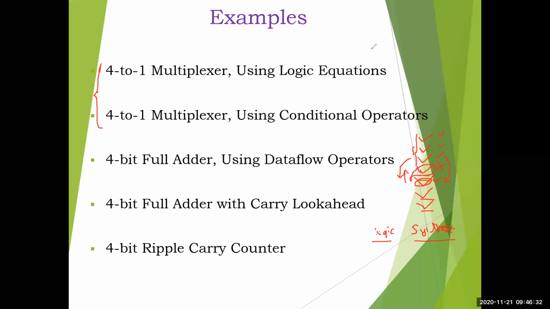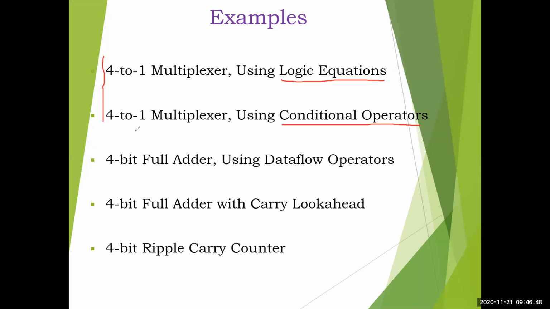Now what we are going to learn in this module is these two. There are two ways. One is straight away the logic equation, that is, the Boolean expression. Another one is conditional operators. We have learned conditional operators, and using that we can also model the 4 to 1 multiplexer. And the 4-bit full adder we have also seen earlier; now we write it using a simple logical equation in a single line. This also we are going to see, and these three steps we have done already.